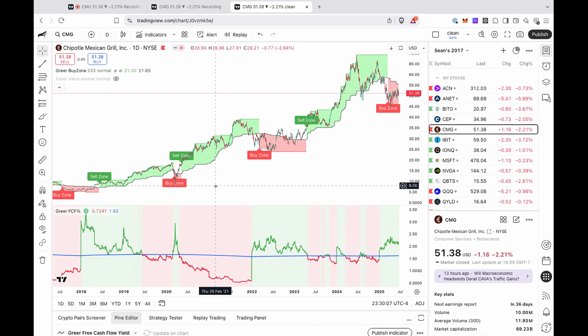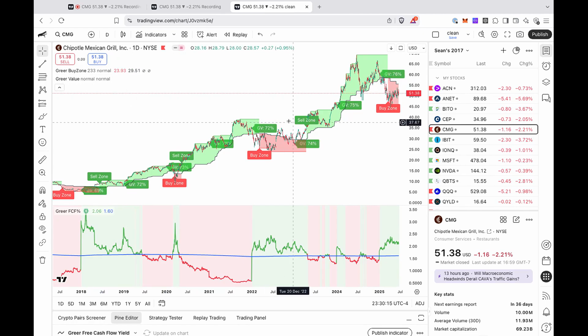On top of that, you might say, well, this is fine, but is Chipotle a strong company? Is it a valuable company? With the Greer value tool, you can see that it's in the 70s. The GVs are in the 70 plus range. And anytime a company is over 50%, consider that a very strong fundamental company. So along with the Greer value of 76, we're currently in the buy zone, and the free cash flow yield is greater than the normal yield. That means it's undervalued, and a very solid company that is undervalued.